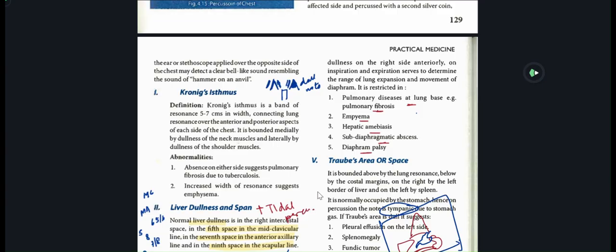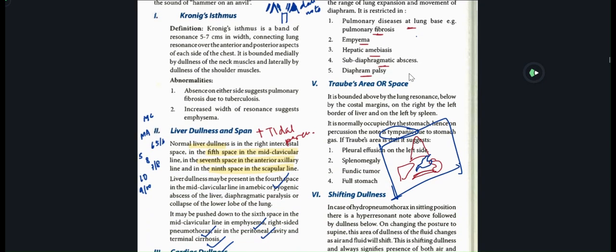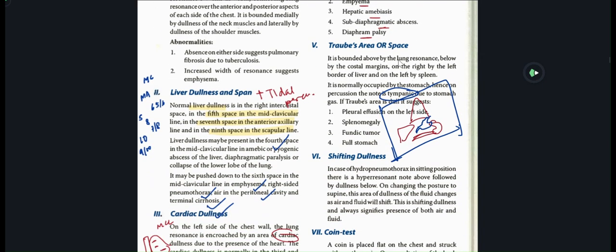And then on the left side, we have to look for Traube's area or space. So what is Traube's area? Traube's area is bounded superiorly by the lung resonance. And on the right side, there is the left lobe of liver. And on the left side, there is the spleen, and below, there are the costal margins. And what is contained in this area? I told you, the area is occupied by the stomach.